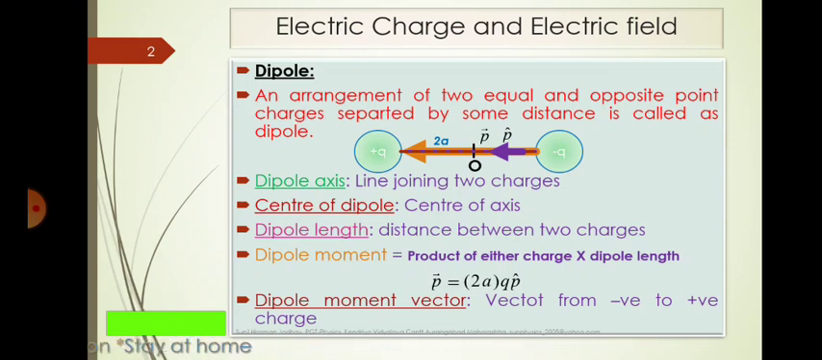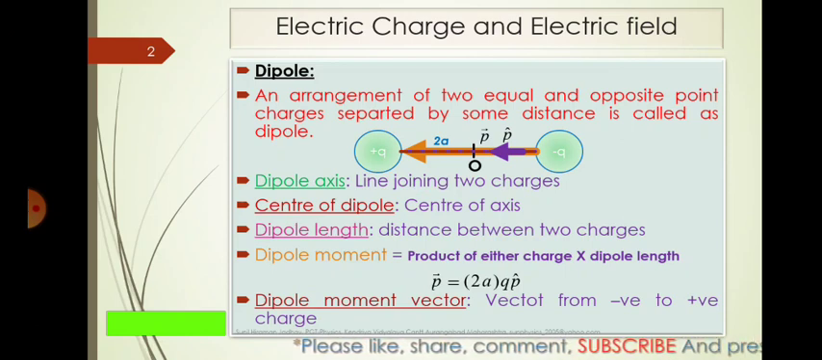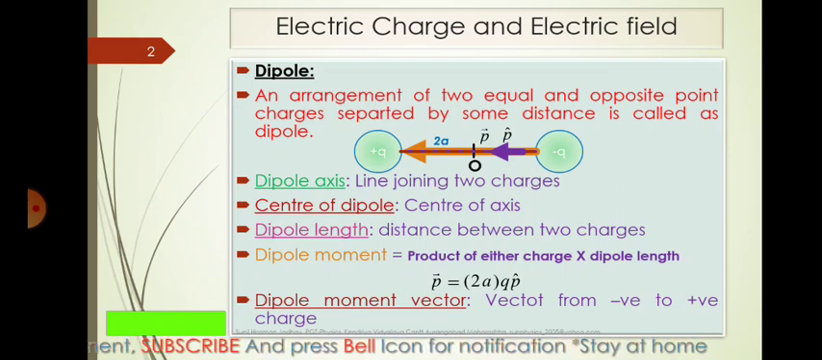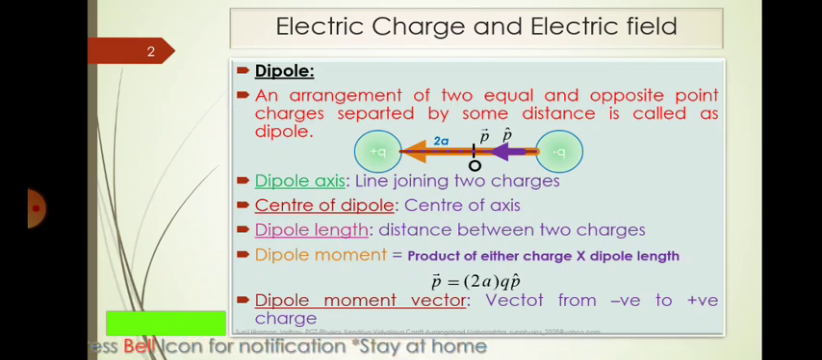And the last, dipole moment. Dipole moment is nothing but the product of either charge and the dipole length. In vector form, it is defined as vector p is equal to 2aq into unit vector p, right. This is all about the concept of dipole.